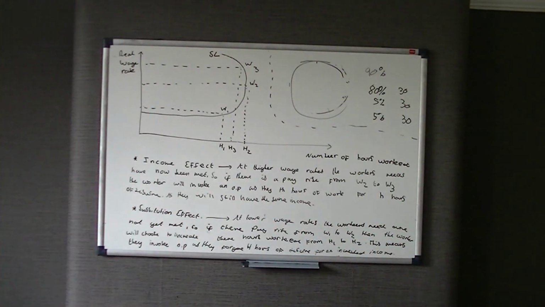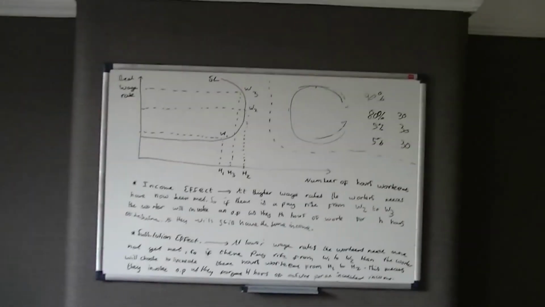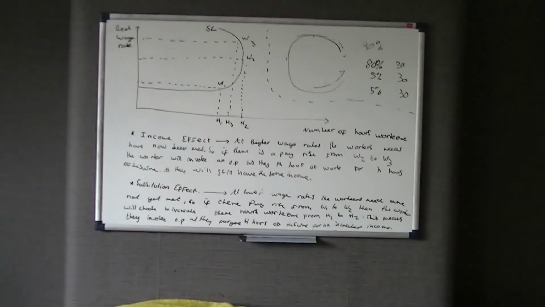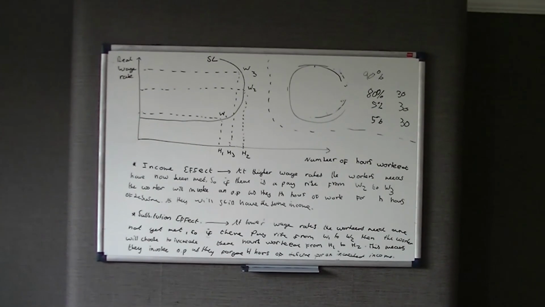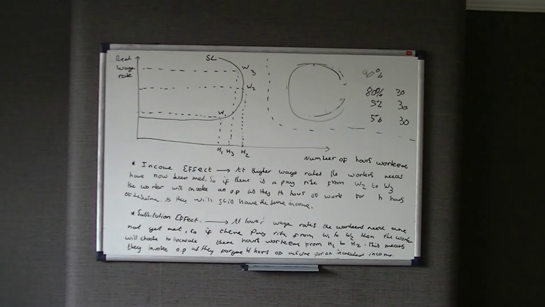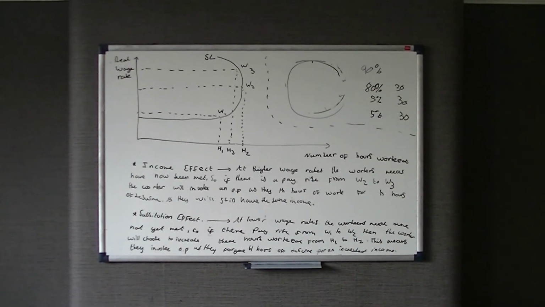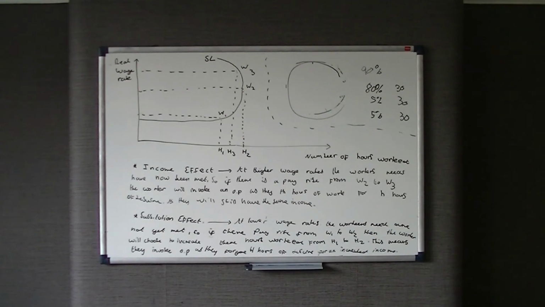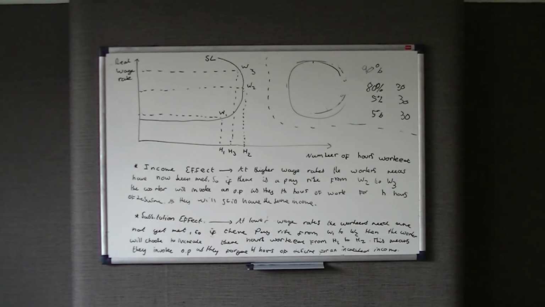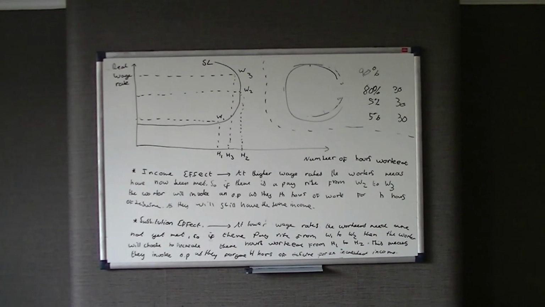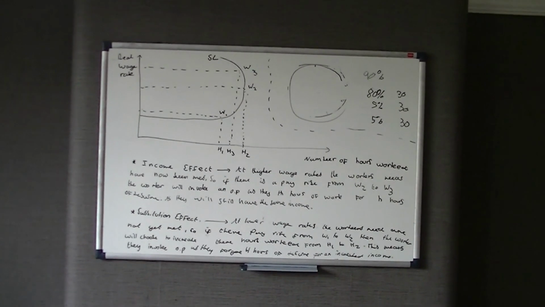So hopefully that's been a good introduction to F583. As I said, that's the end of section 1, so it shouldn't have been too difficult. The only thing you might need to go over is the substitution and income effects. Just make sure you remember the substitution effect comes first, and the income effect comes after, in terms of higher wage rates.